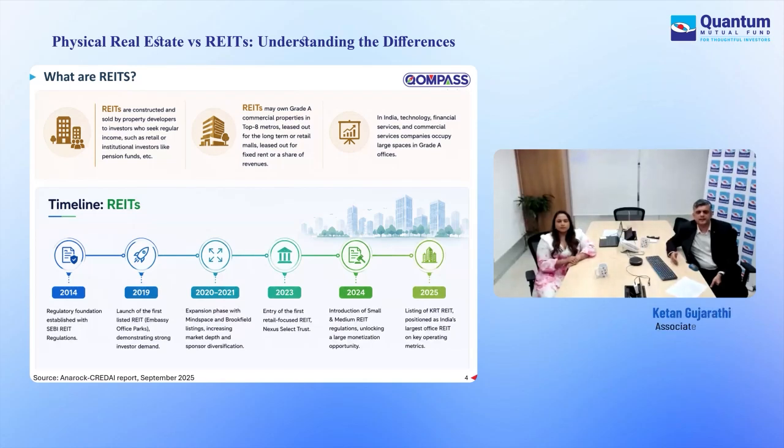And then they have started getting listed. The first REIT got listed in 2019, and I think so far there are 6 REITs which have been listed in the market. And out of the 6 REITs today, 5 of them are grade A offices, commercial properties, and one of them is a retail REIT, which is basically the malls, which is what is inside the pool of that REIT. So we'll discuss exactly how it is constructed.